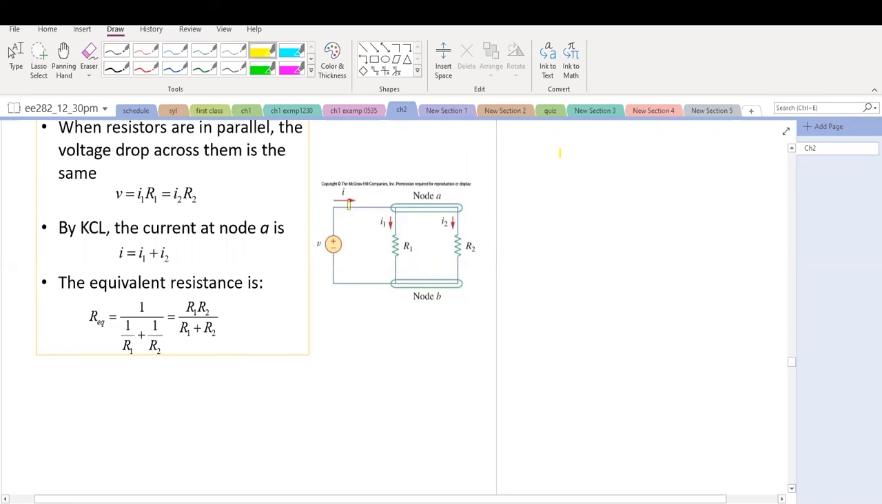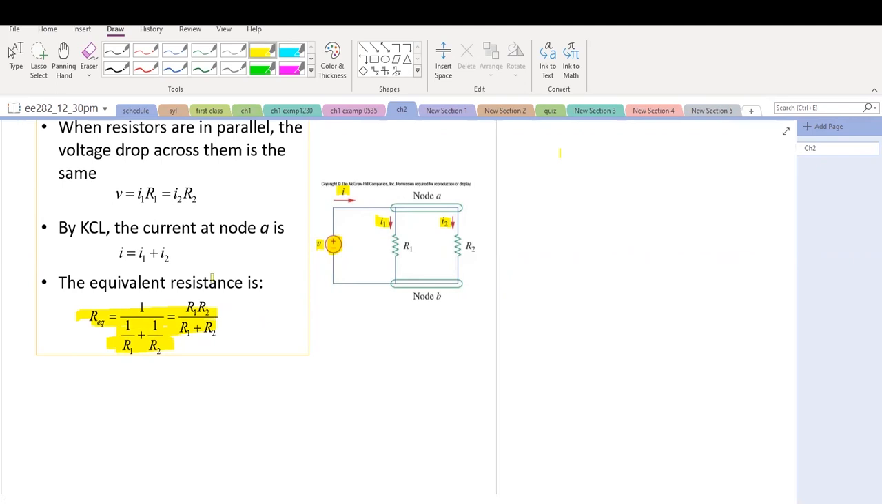This is current I, this is I1, I2, and this is voltage source V. What is REQ? REQ equals 1 over R1 plus 1 over R2, taken to the power of minus 1, the reciprocal. And then we do a little reorganization: that equals R1 multiplied by R2 divided by R1 plus R2. So we know this. This is a special case.